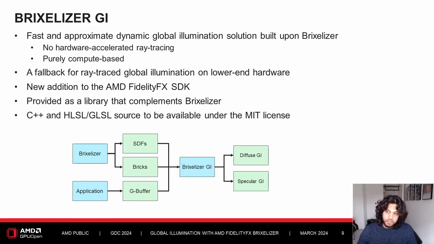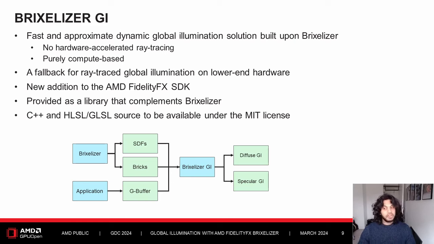Now let's look at Brixelizer GI, which is a fast and approximate global illumination solution built on top of Brixelizer. It's entirely based in compute without any need for hardware-accelerated ray tracing. The main motivation for this is to provide a fallback for ray-traced GI so that lower-end hardware can also have a form of dynamic global illumination. This will be available as a part of the next FidelityFX SDK release and will be provided as a library that complements Brixelizer. And all the C++ and shader source will be available under the MIT license as always.